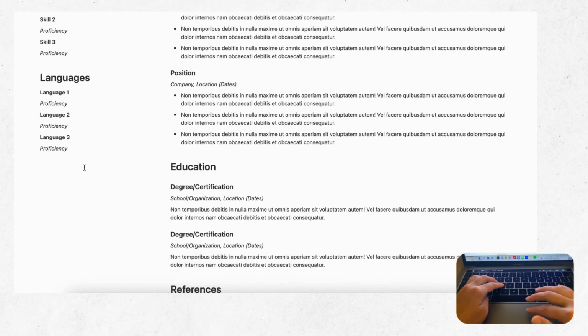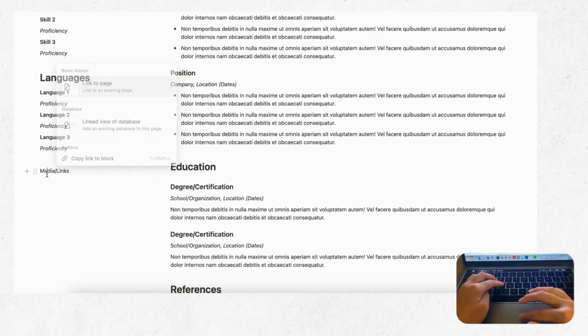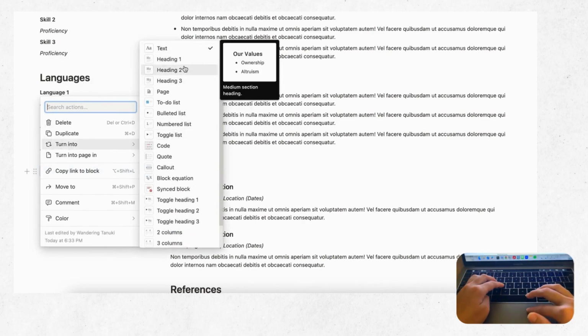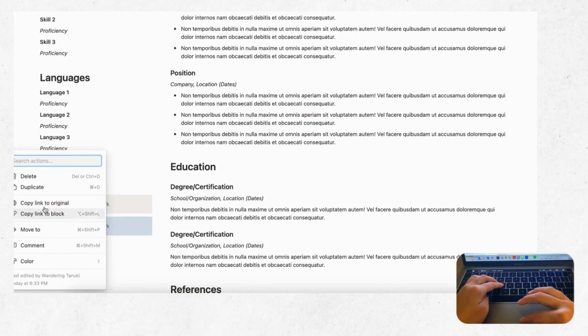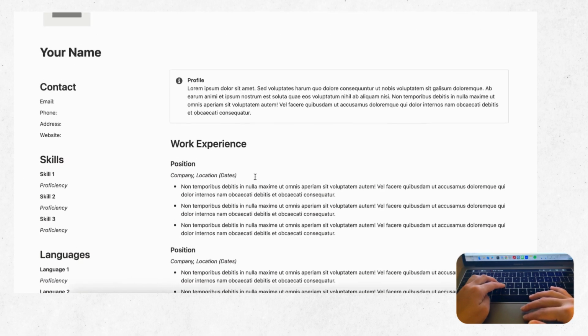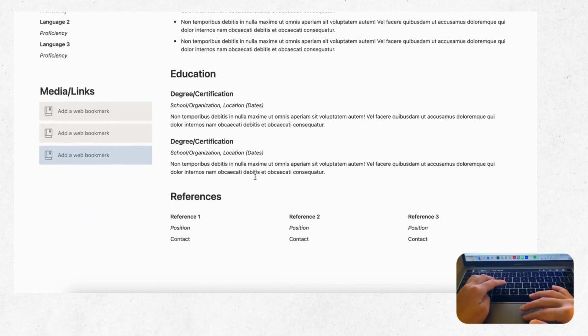The other thing you can add on the left side actually is web links. So if you have media galleries, portfolios you want to display, you can do that by adding links on the left side. So let's put media and links. And this one we can turn into heading 1. And under that, we'll be putting web links. So let's do /web link or web bookmark. And you can add relevant links here. And we can add multiple if you'd like. So now our resume and CV looks quite good.